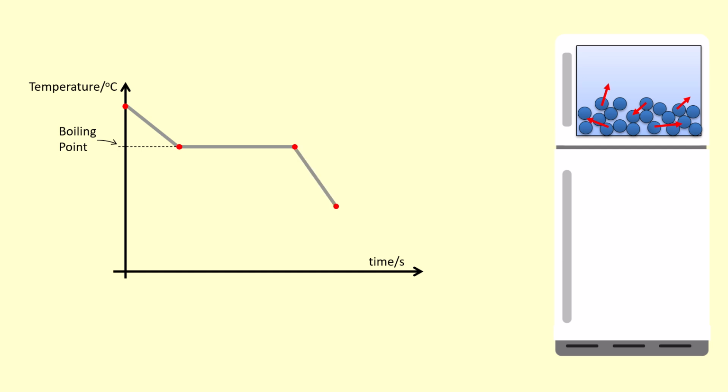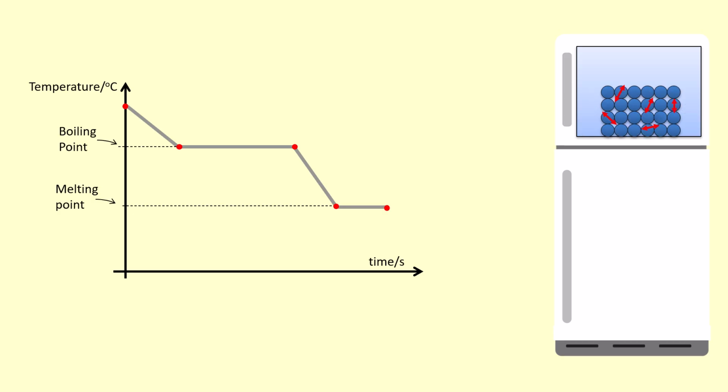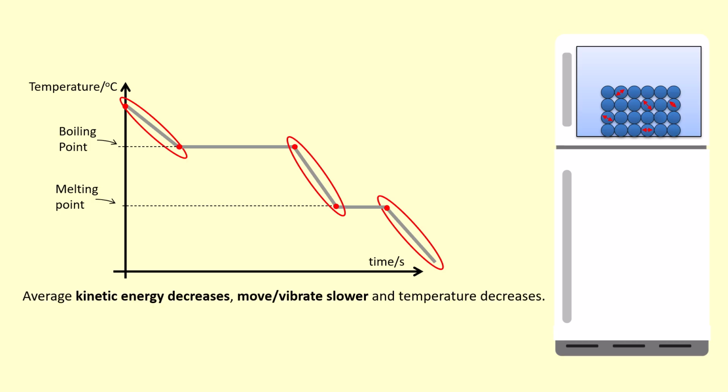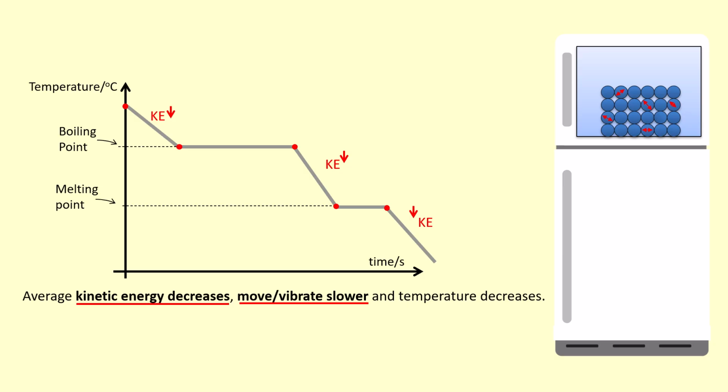And then once again, the temperature is going to start decreasing as the particles lose their kinetic energy and start moving more slowly. Once you hit the melting point, once again, it's going to be a change of state. In this case, it's going to freeze into a solid. And then again, the temperature starts to decrease, because the particles lose their kinetic energy, move more slowly, or vibrate less in this case. So during these diagonal sections, the temperature is decreasing because the kinetic energy is decreasing, and that's what causes the temperature decrease.